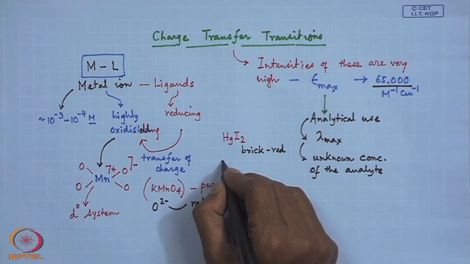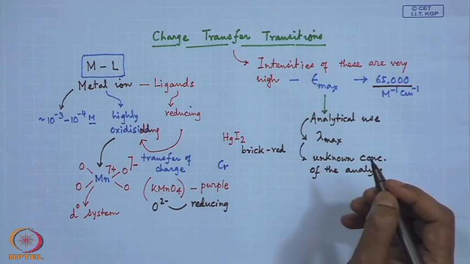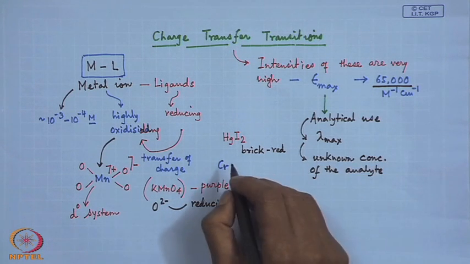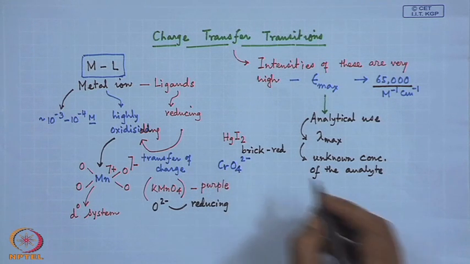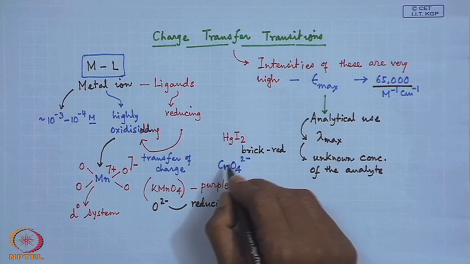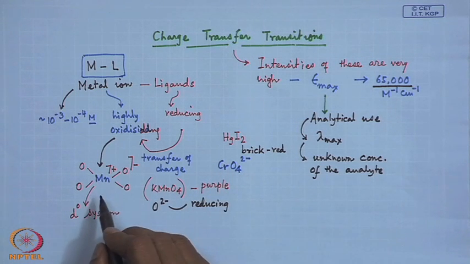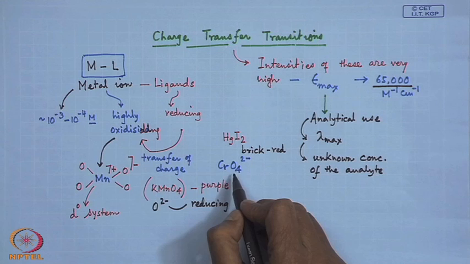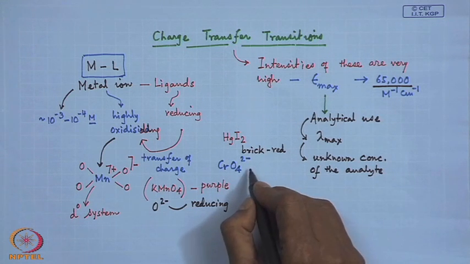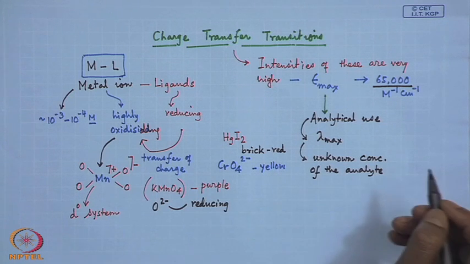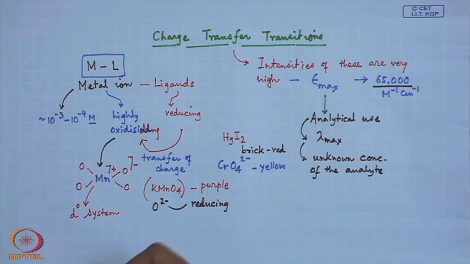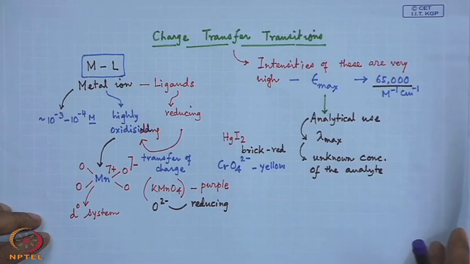The intensity of these colors basically tells us that a charge transfer transition mechanism is operating between the metal center and the ligand. Similarly, chromium in its +6 oxidation state, that means in chromate, CrO4 2 minus, like our potassium permanganate, is surrounded by oxygen atoms, and this is also yellow in color. So, we see that in all these cases the metal ions may not possess any d electron.